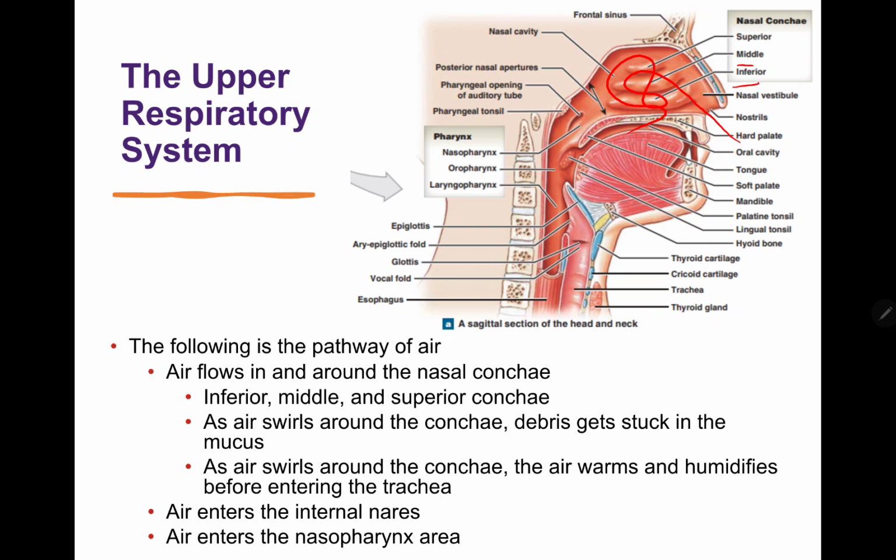After it exits the nose area, it's going to go to the pharynx area, to the larynx, and then into the trachea. You don't want air to go into the stomach. You want it to go into the trachea.